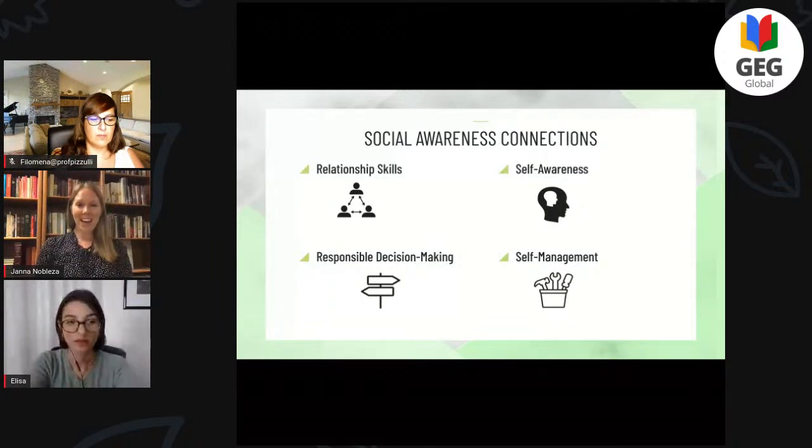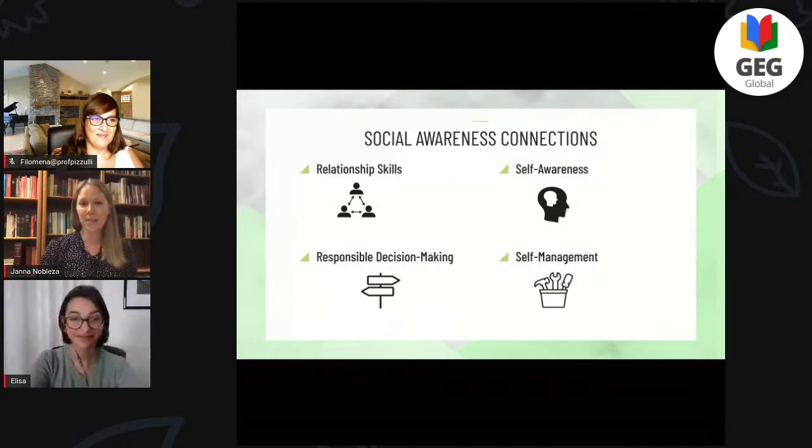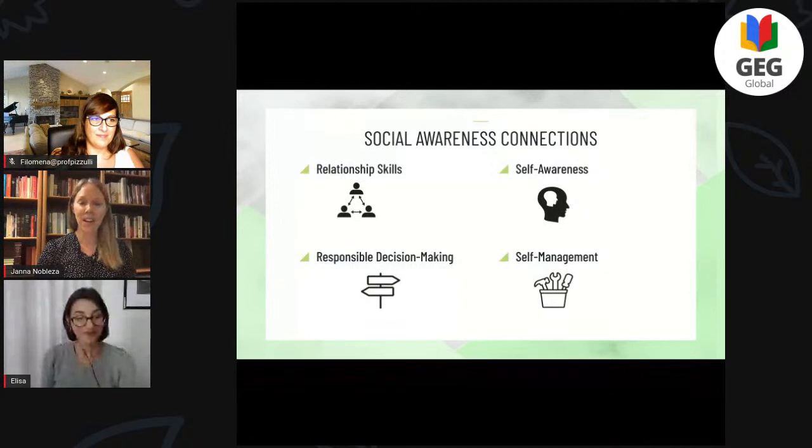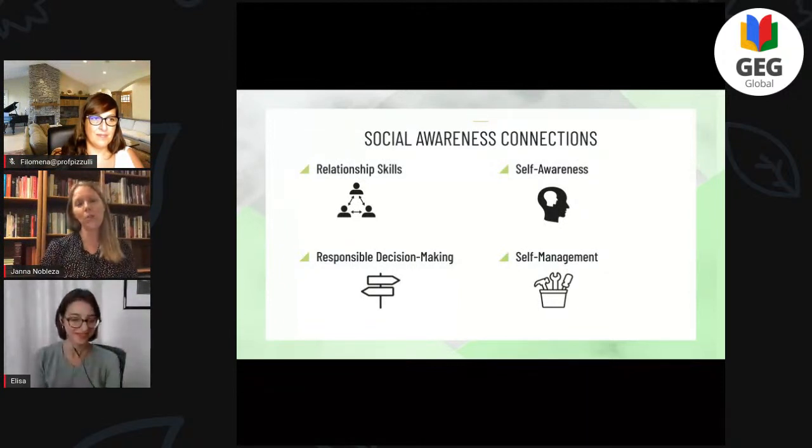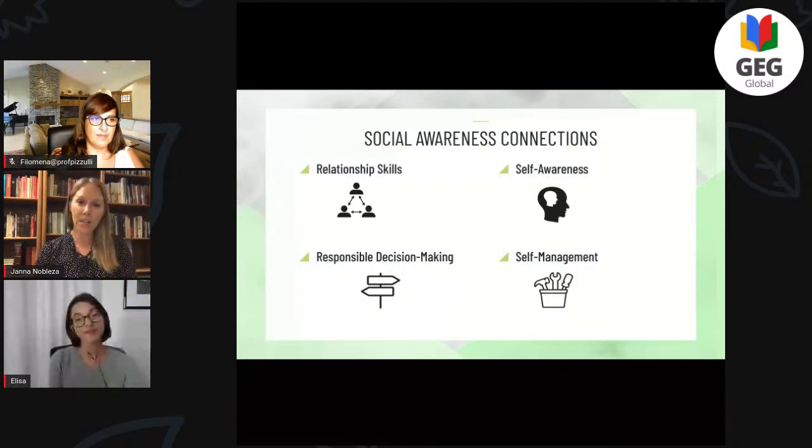If they are able to make good decisions, then they can be respectful. Maybe they feel an intense emotion when someone says something that disagrees with their stance, but they're able to make that decision to be respectful. And then same with self-management. They have the tools in their toolbox in order to manage and regulate their emotions and their thoughts so that they can be open-minded and appreciate that diversity in their classroom.